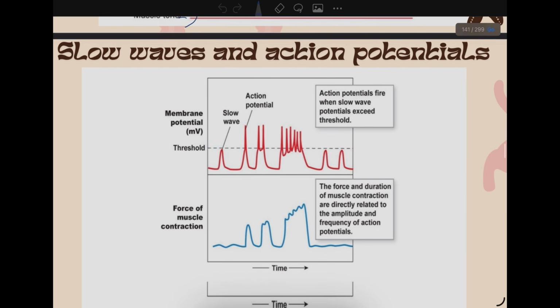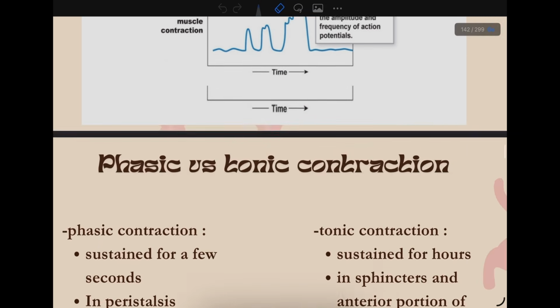Same thing here. This slow wave approaches the threshold but failed. This one managed to give us an action potential. This one, 2 action potentials. If you stimulate it, you will see 300 action potentials or something. And yeah, this is the concept.